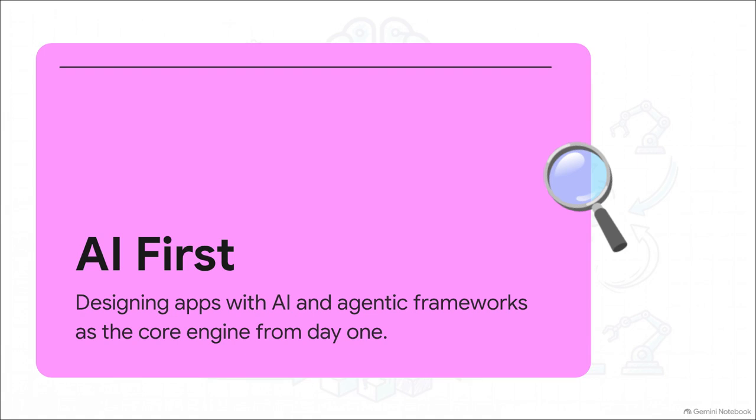True AI-first architecture means you're utilizing the best agentic frameworks, like OpenAI's SDK, as your core routing and logic engine right from the start. You're not looking at a standard software problem and asking, hey, how can I add an LLM to this codebase? Instead, you're looking at the fundamental problem and asking, how can an AI agent solve this autonomously? It fundamentally changes the very first line of code you write.